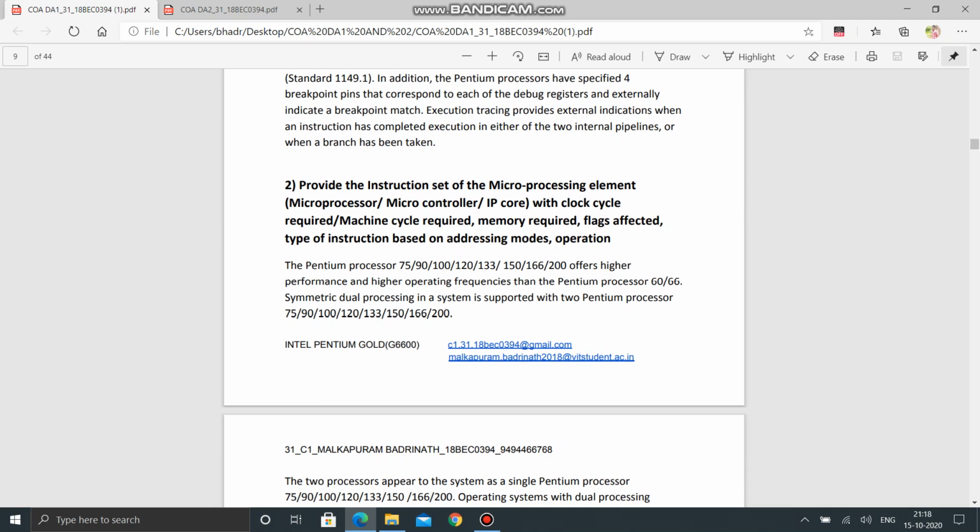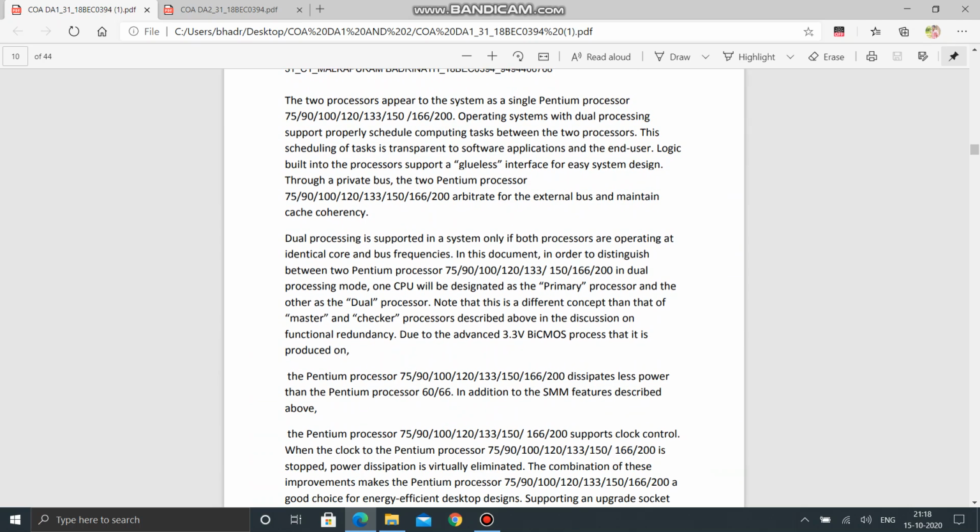So the second question asked about the instruction set of the microprocessor, with clock cycles required, machine cycles required, memory required, all of the things required.